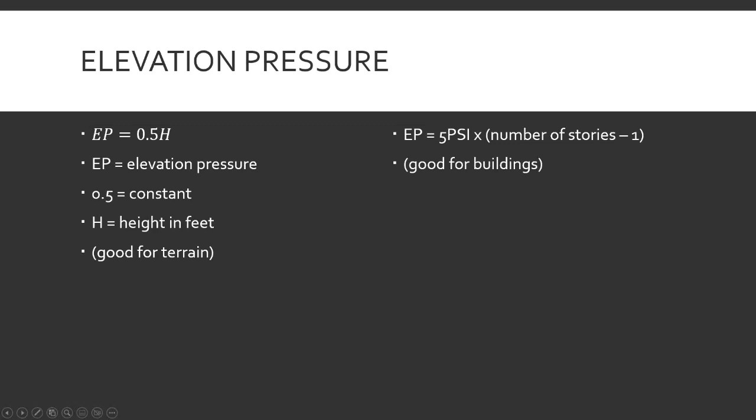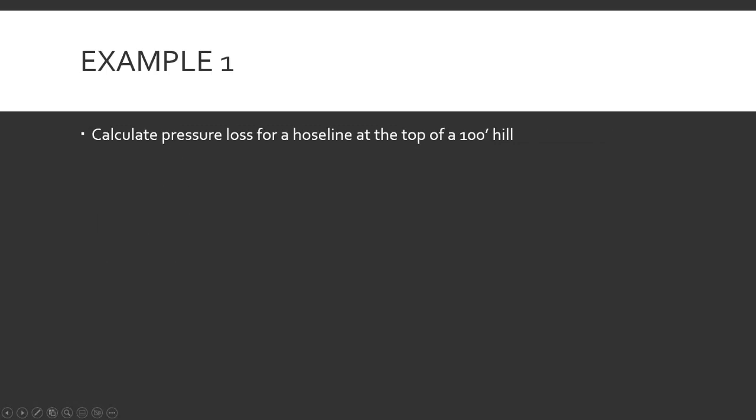We'll do a couple of these. And there's something to pay attention to with this elevation pressure over here, the terrain one. I'm not going to tell you just yet. I'm going to see if you catch it. Alright, so calculate pressure loss for the hose line at the top of a 100-foot hill. You're parked at the bottom, crew's working up on the top of the hill. Pressure is our 0.5 constant times 100. Pressure loss of 50. Pretty simple, sweet, to the point.